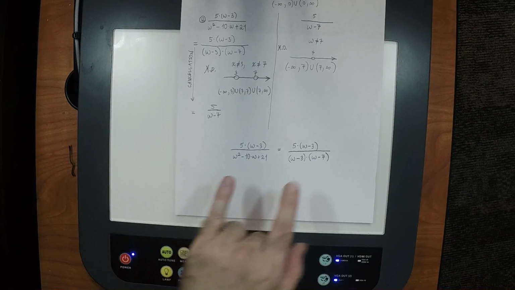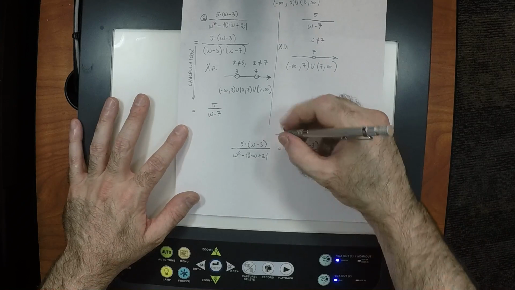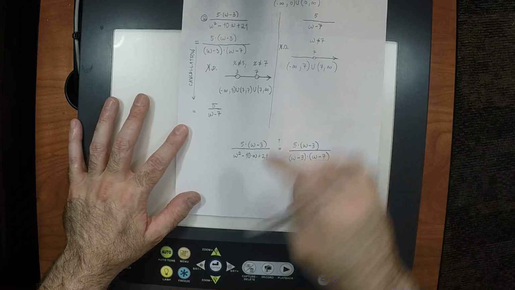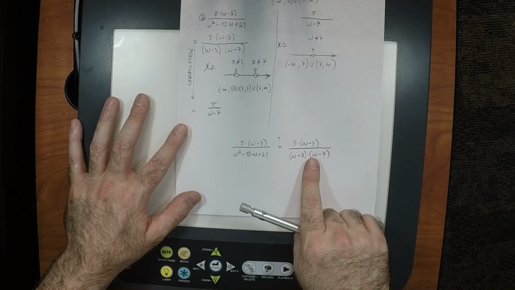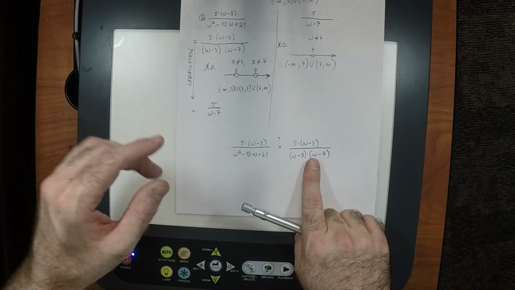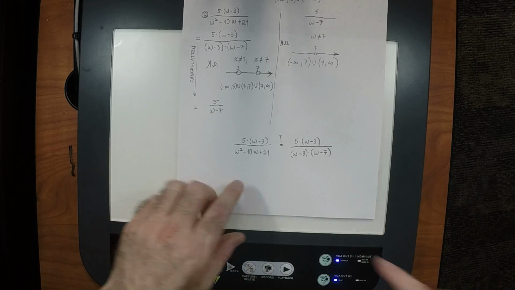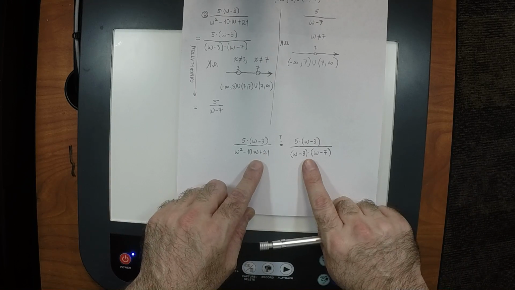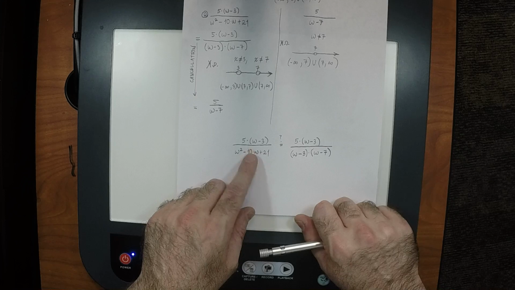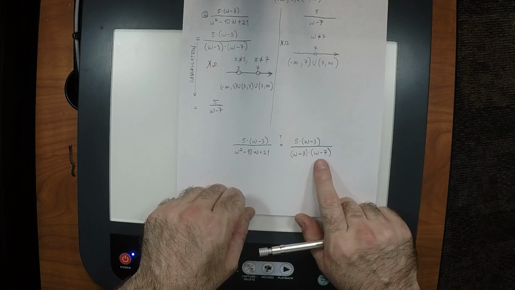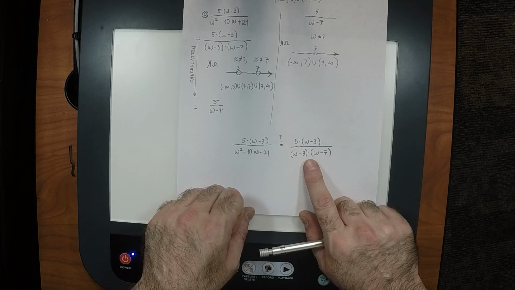So this is a question. Are these in fact equivalent? Is that one the same as that one? Yes, they are. Now the reason why they're the same is because in the first place they have the same domains. Right? The w's that this one can use are the same as the w's that that one can use.